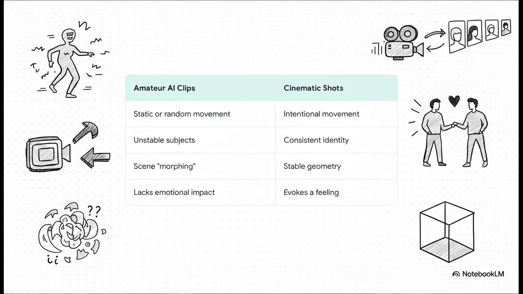Okay, let's break this down. Over on the left, you've got all the signs of an amateur AI clip. Movement that's random, subjects that won't stay consistent, and that bizarre, melty morphing thing. Now on the right, that's our goal, cinematic shots. We're talking intentional, motivated movement, objects that stay the same, a world that feels solid. And the biggest thing? They make you feel something. The secret here isn't about getting a fancier AI model. It's about starting to think, and more importantly, to prompt like a real film director.